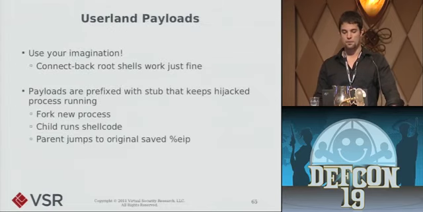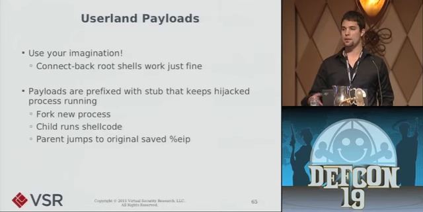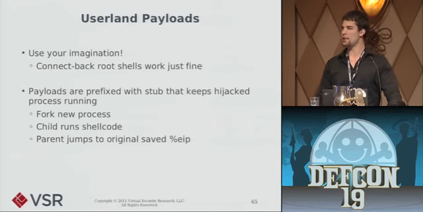Now, the part where you get to use your imagination, because we set this up this way, you can use whatever userland payload you want. Connect back shell is good. You can use Metasploit payloads for all I care. One thing that I did do is that regardless of what userland payload you provide, I prefix it with a stub that makes sure that the process you hijacked keeps running. All this stub does is fork a new process, and then the child runs the shellcode that you injected.